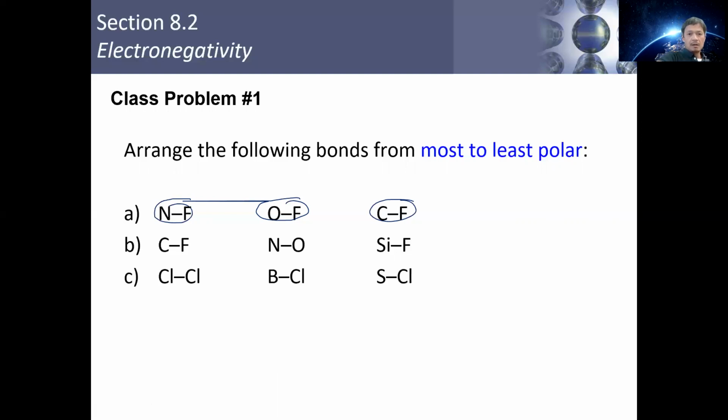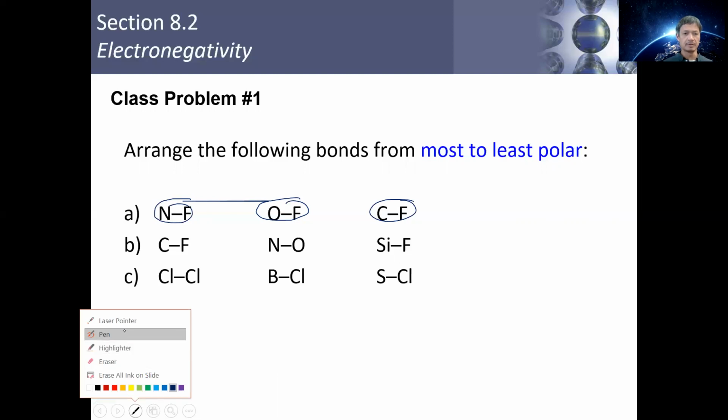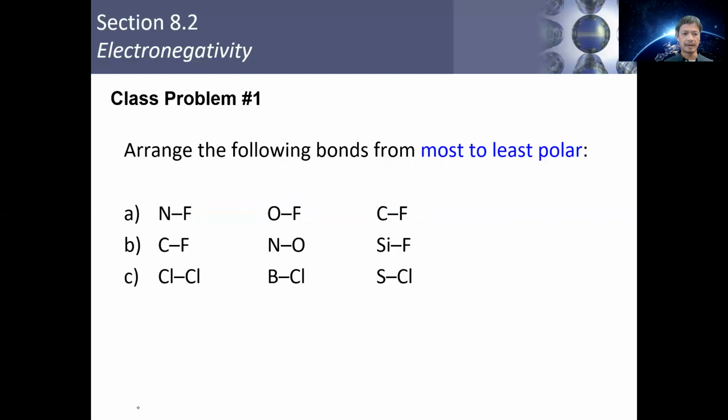Okay, let's go ahead and see how the polarities here are different. First of all, we don't have any numbers, so you're not given any differences in electronegativities. What we can do is take a look at how far these atoms are from each other on the periodic table. And remember, on the periodic table, the electronegativity increases as you go up a group and towards the right across a period.